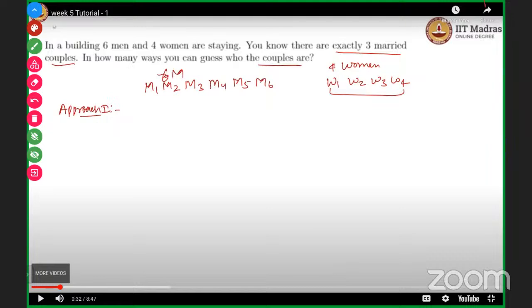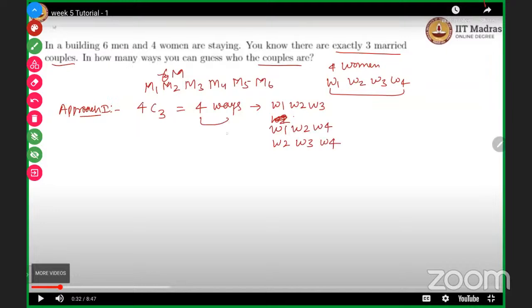Correct. So in how many ways can I choose three women out of four? 4C3. All right, so this will be four, right? So what are these four ways? These four ways are nothing but basically it can be W1, W2, W3. Yes or no? It may be W1, W2, W4. Right? That's a combination, W2, W3, W4. I'm talking about combination, these four possible pairs.